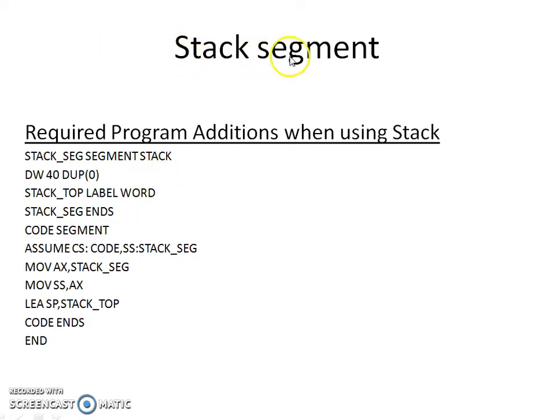Okay, and I already told you, you have to do some program additions when using the stack. So what is the required program addition when using the stack or the procedure in your program? You have to use this part of the code. Here you are declaring one stack. The name of the segment is stack segment, and you are initializing 40 words, all of them to 0, and you are using the stack top label word to initialize the top address of the stack, and here the stack segment ends.